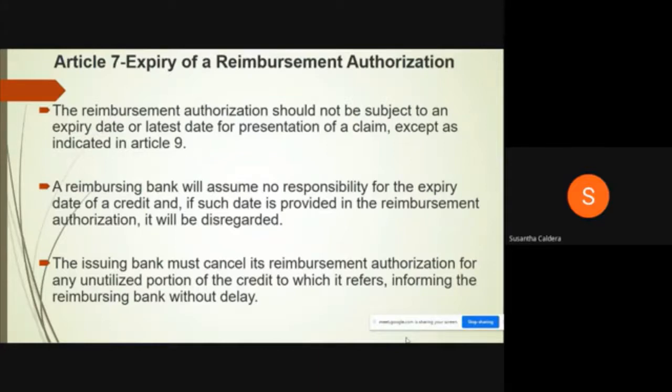Here, we know, we have issued the LC for $100,000. Partial shipments allowed. So two shipments have been received by the issuing bank. One is for 50,000, one is for 40,000. Now we have already utilized 90,000. No more shipment. That means we have to cancel the LC. So when we are canceling the LC, at that time we have to inform the reimbursing bank also to cancel the unutilized portions. Right? It is very important.